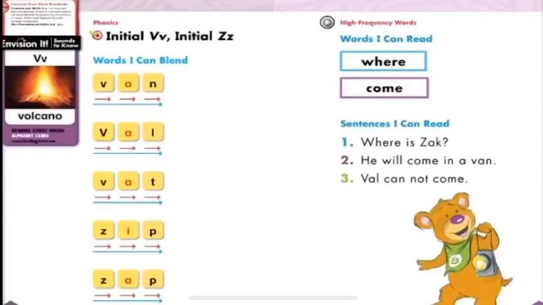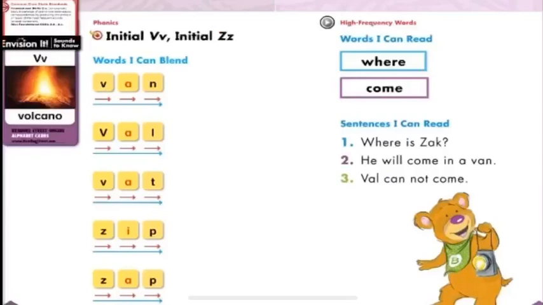Sentences I can read. Where is Zach? Again, let's repeat it. Where is Zach? As you can see here at the end of the sentence, they used a question mark. Why? Because this is an asking question. I am asking something, so I use a question mark at the end.